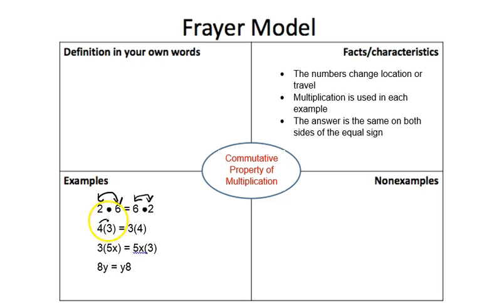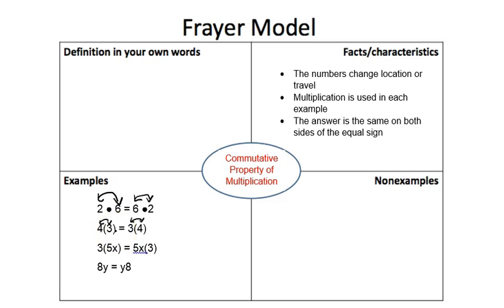Or 4 times 3 and 3 times 4. Notice the parentheses are still in the same location. What changed or traveled locations are the numbers. They switched places. Multiplication was used in each problem. I used specifically the dot in this problem versus the parentheses in this problem so that you know in math, anytime you see this symbol, it means multiplication. And anytime a number is right next to parentheses, that also means multiplication.